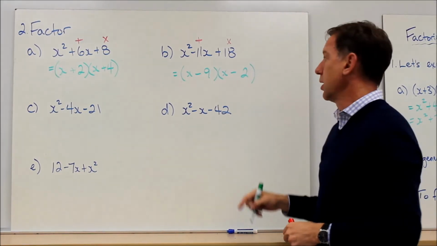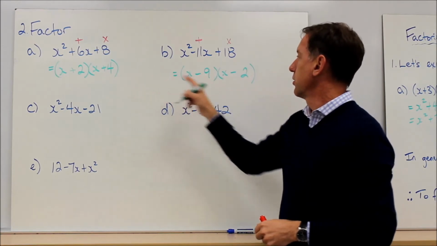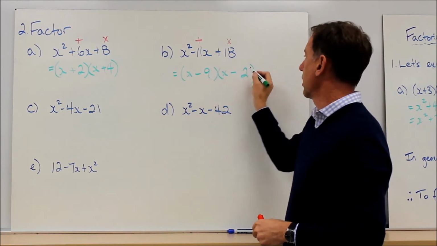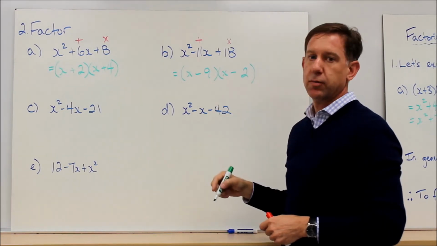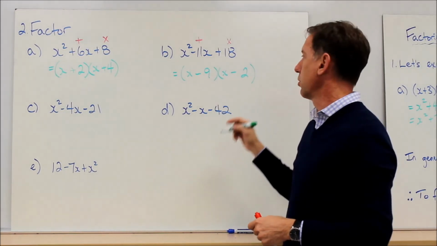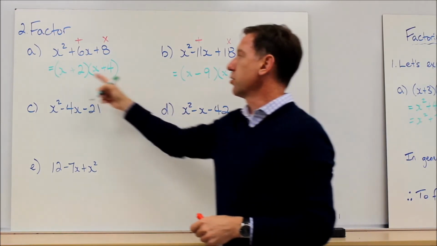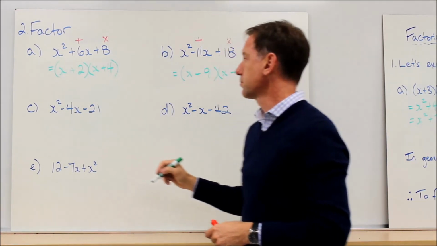Just while I'm thinking about it, does it matter which order you put the numbers in? Can I put the 2 in the first bracket and the 9 in the next bracket? Yes, of course you can. Multiplying two numbers together makes no difference the order that you multiply them. So these could be reversed if you like, and these could also be reversed if you like.